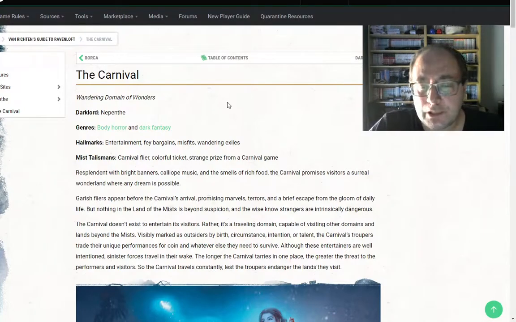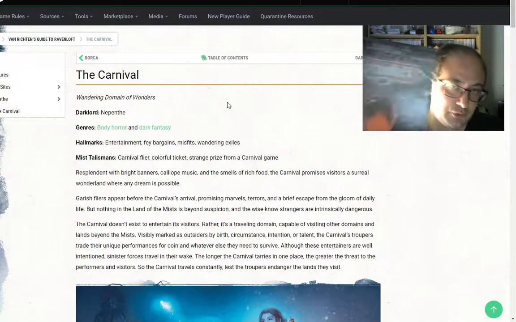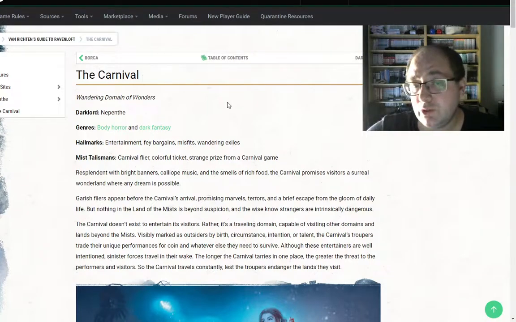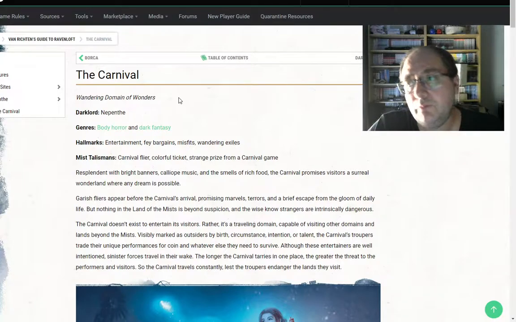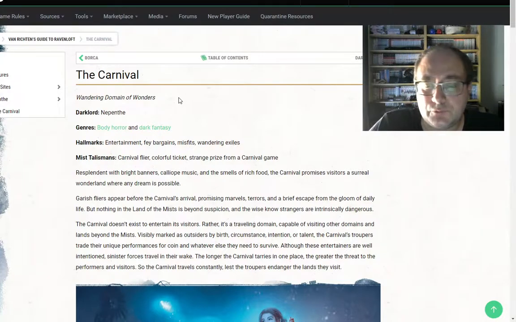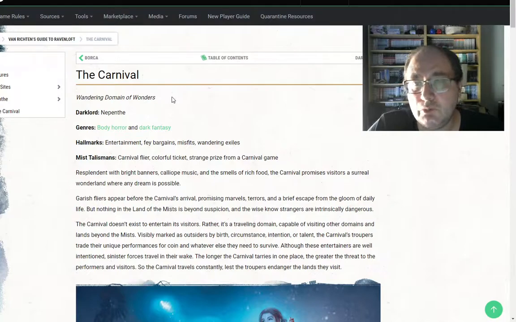The Carnival was mentioned as a domain in 3rd edition as well. Although it was mentioned in one of the smaller supplements, it was not in the 3rd edition core book, but it was mentioned in one of the supplements, and it was actually fleshed out. However, it has changed quite a lot. Okay, so what the Carnival was in 3rd edition, what the Carnival is now, has changed quite a bit.